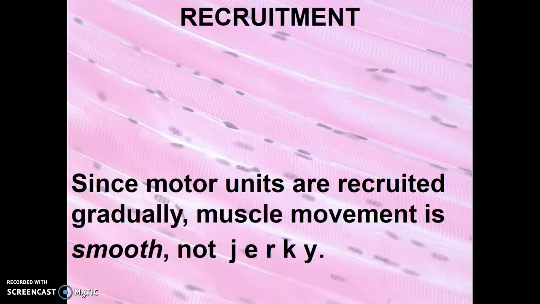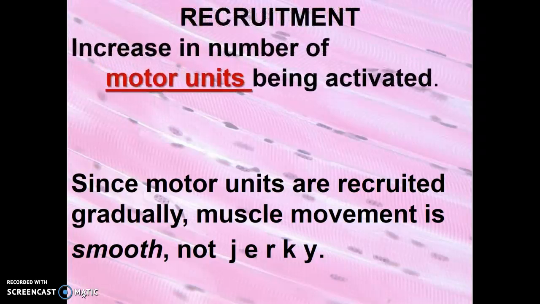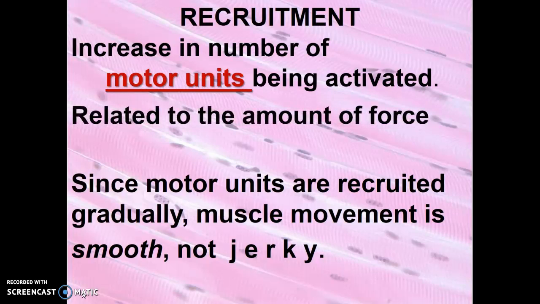So recruitment is recruiting. Like if I need people to push a car, one person can't push it, if I get 3 or 4 people, the car is pushing well. If I get 20 people, probably pushing it too fast for the little area we're pushing in. So we recruit muscle fibers like we recruit helping hands. So, increasing the number of motor units being activated. A motor unit is defined as the muscle fibers being innervated by a certain nerve. So one nerve will activate a few muscle fibers. And it's related to the amount of force needed.